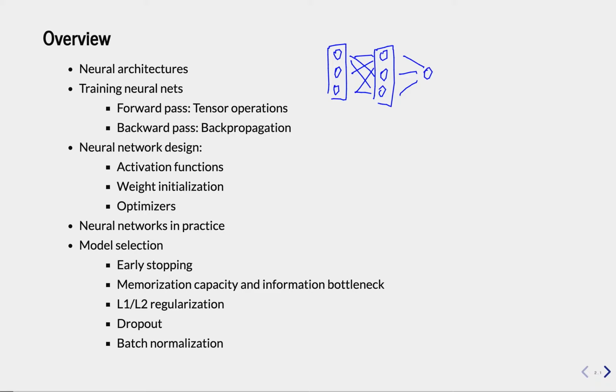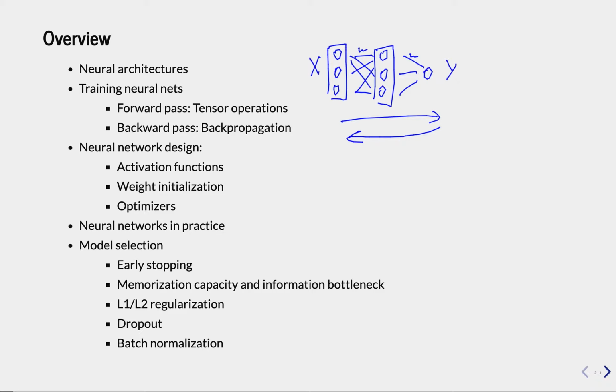Then we'll talk about how we can go from some input X to some output Y using efficient tensor operations. And then we'll talk about how to update all the little weights that are stored in these connections during a backwards pass with an algorithm called backpropagation. Next, we'll talk about how to design a neural network.